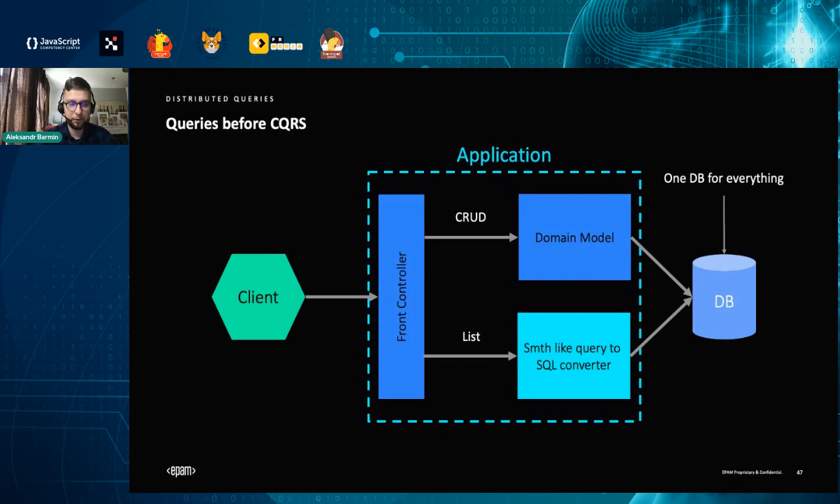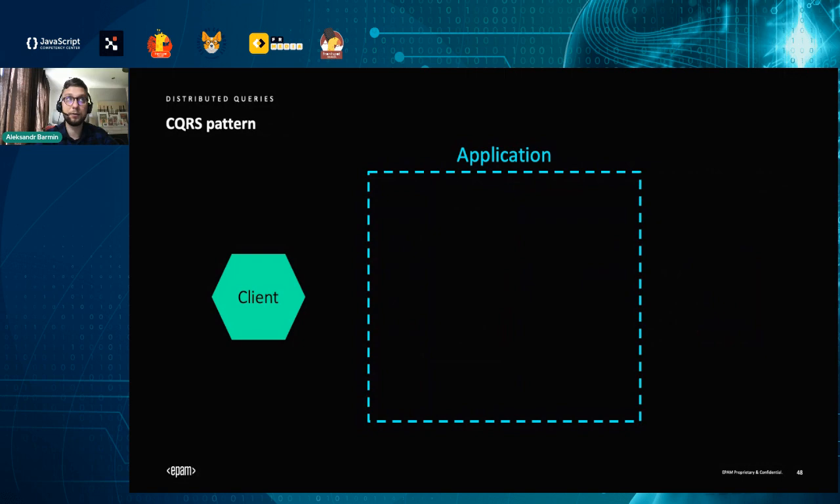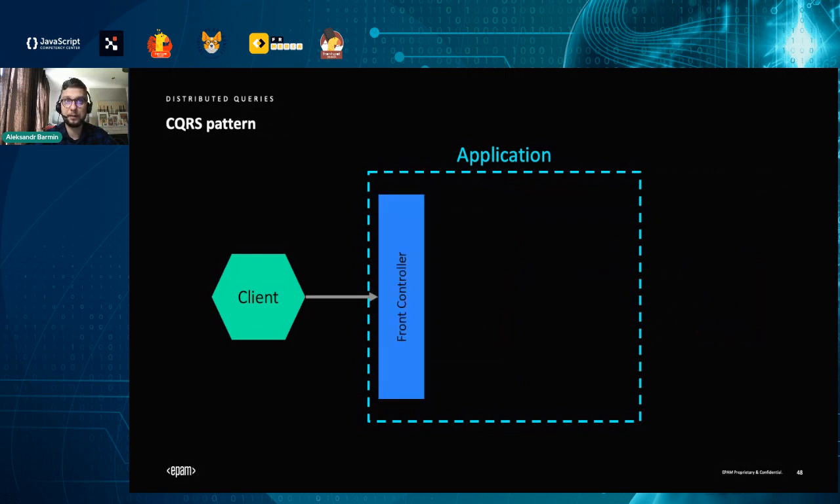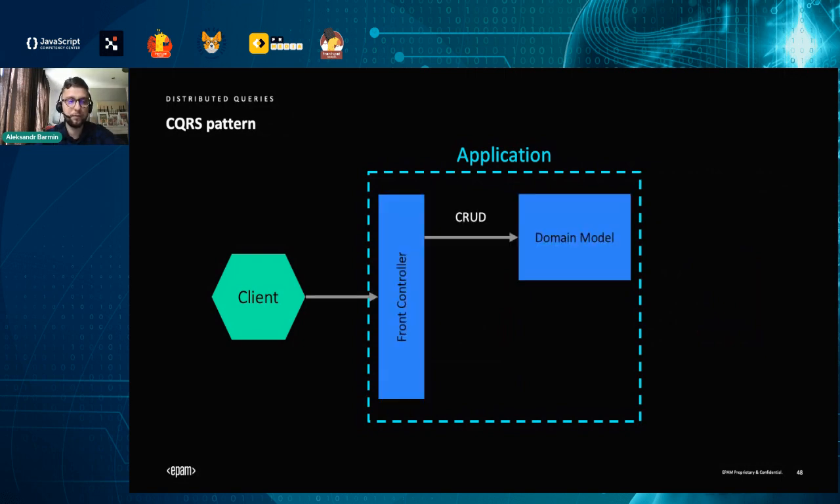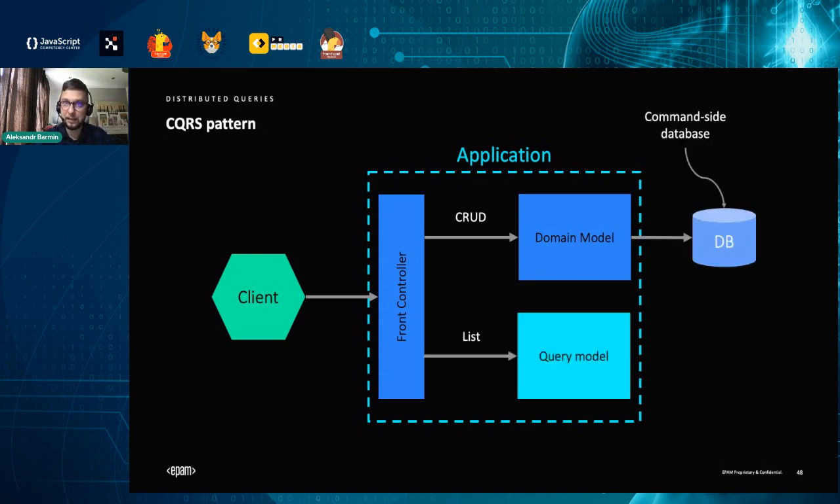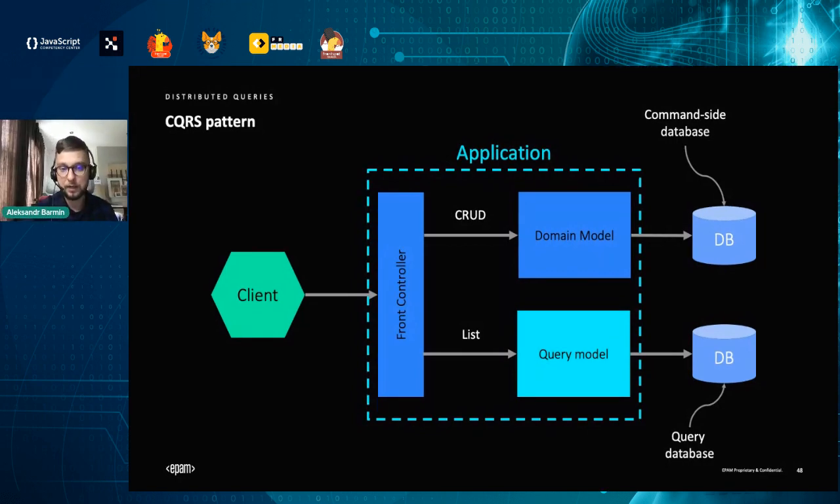It works gracefully when we have a monolithic application because everything is in one place. But in case we have a distributed application, it might not work. So here we have the CQRS pattern, which will definitely help us to solve this problem. And the idea here is the following: instead of having one database, we're having two databases, and one is responsible for processing commands, command-like requests, and the second database is responsible for processing queries.